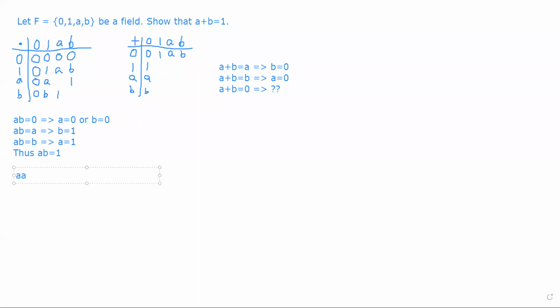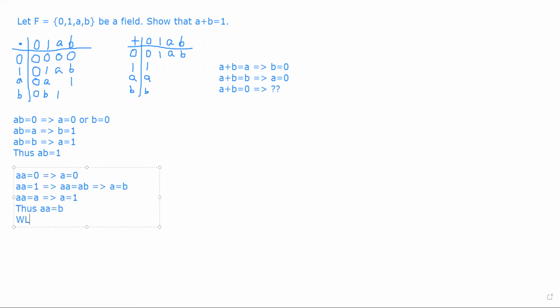Now we claim that AA, or A squared, equals B. If A squared equals 0, then A equals 0, which is impossible. If A squared equals 1, well, we just proved that 1 equals AB, so A squared equals AB, and then taking the multiplicative inverse of A, we get A equals B, which is impossible. If A squared equals A, then A has to be 1, which is impossible. Thus, A squared equals B.